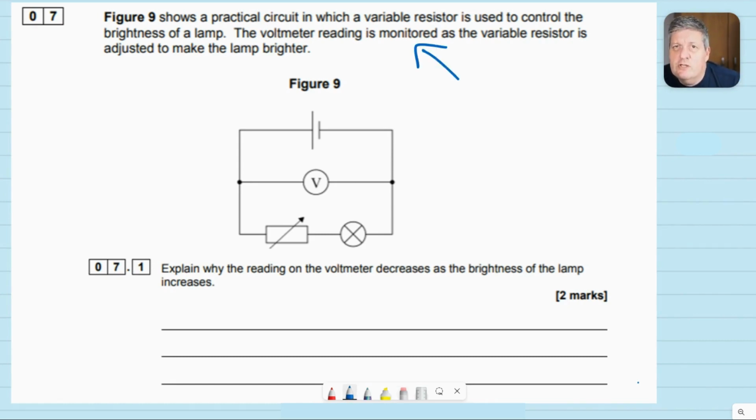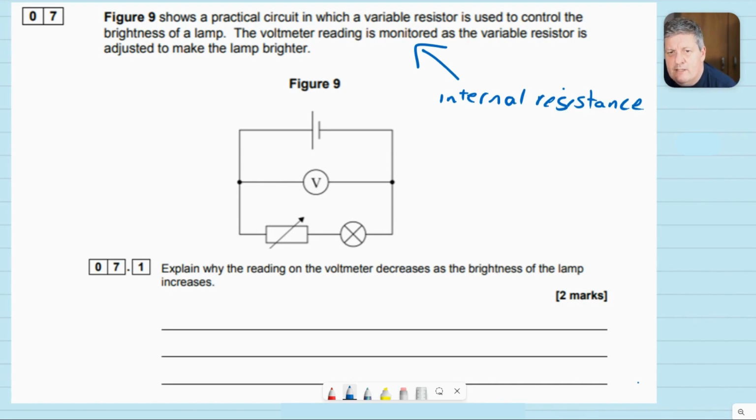Sometimes at the start of a question it will say internal resistance is negligible, and the fact that it's not mentioned here means that our knowledge of internal resistance is likely to be needed, and it could well be that knowledge that helps to explain this question.